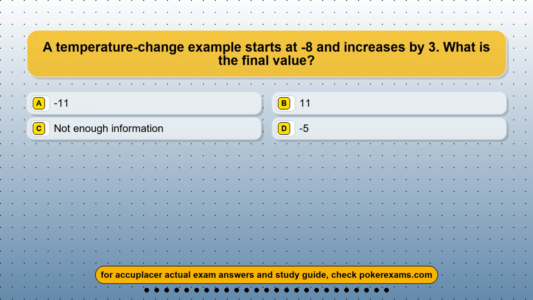Question 24. A temperature-change example starts at -8 and increases by 3. What is the final value? Option A, -11. Option B, 11. Option C, not enough information. Option D, -5.